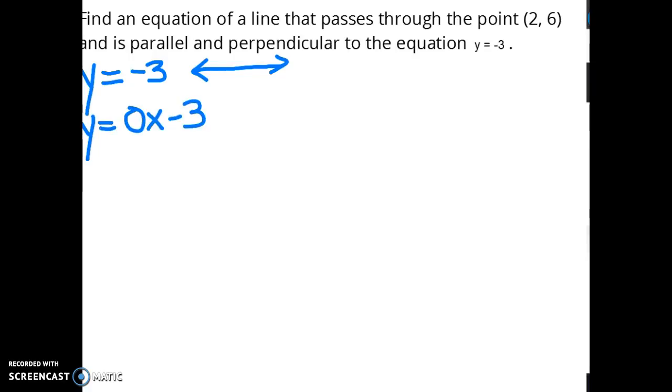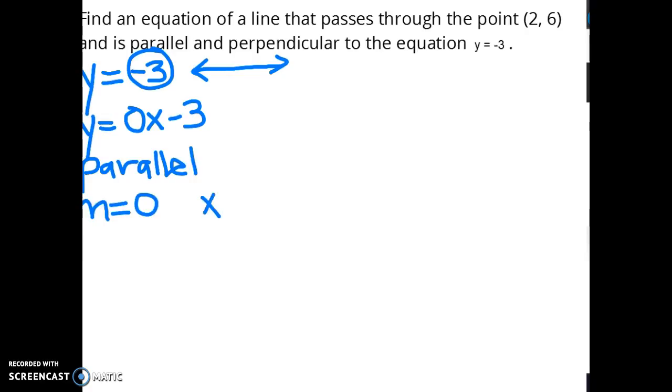how do I know that? This negative 3 is where it touches the y-axis. That makes this the y-intercept. The slope in this case is 0. When you're horizontal in this manner, that means the slope is 0. So I need to make a line first that's parallel. Parallel means the slopes are the same. So that means the slope will be 0.